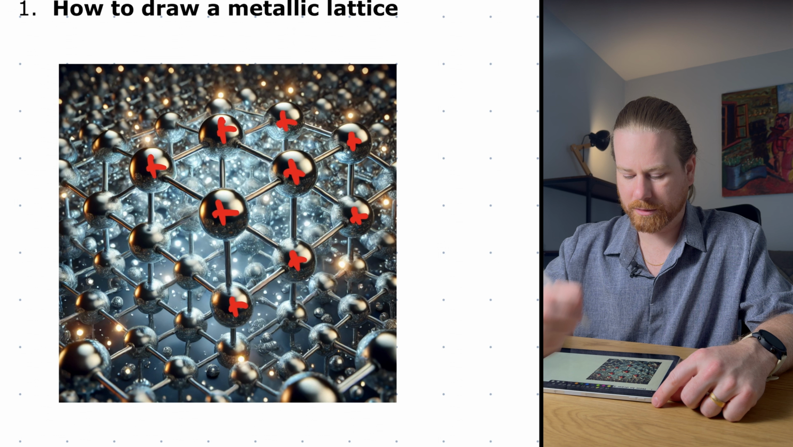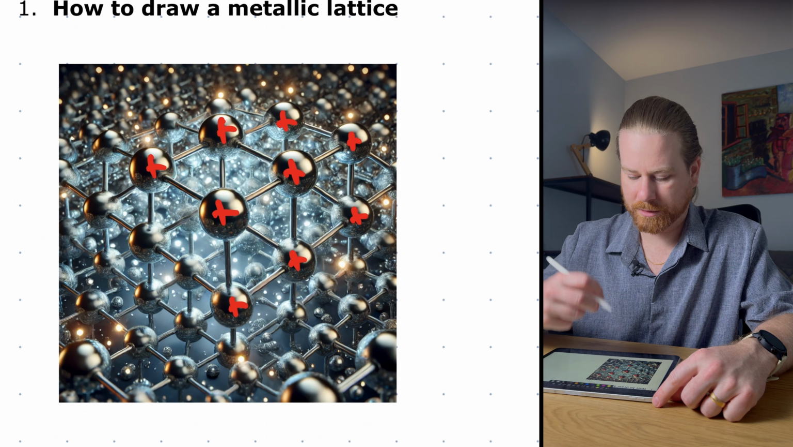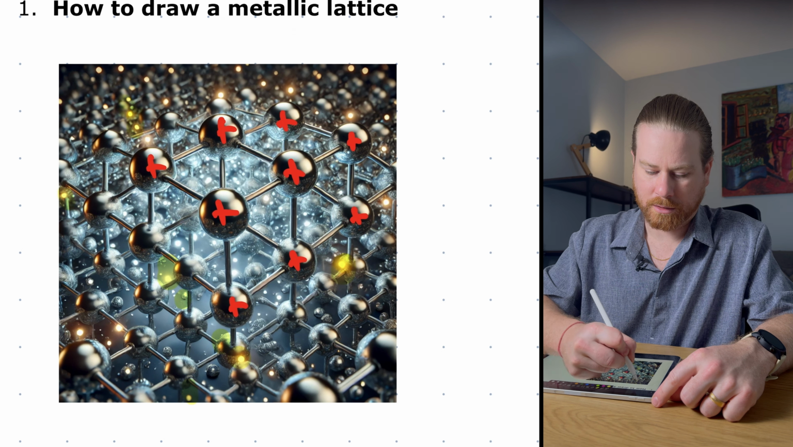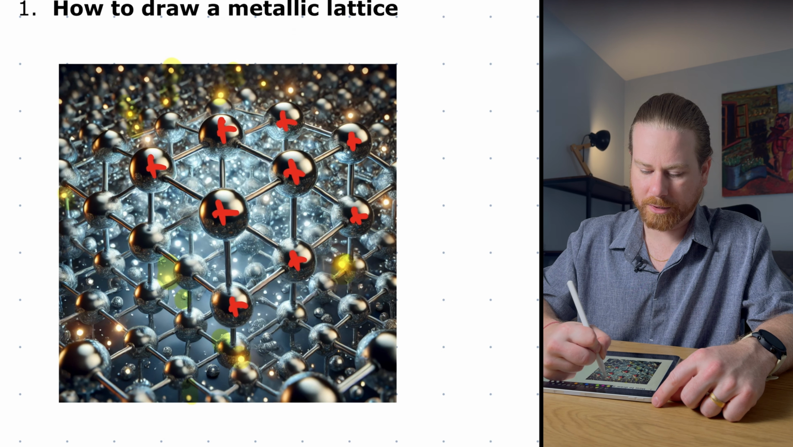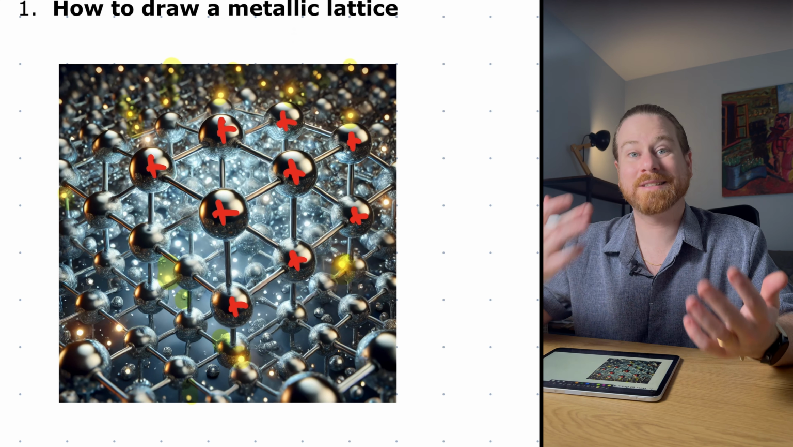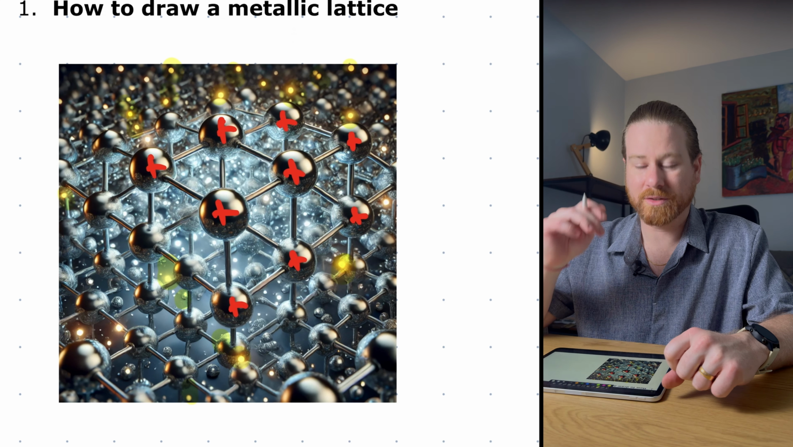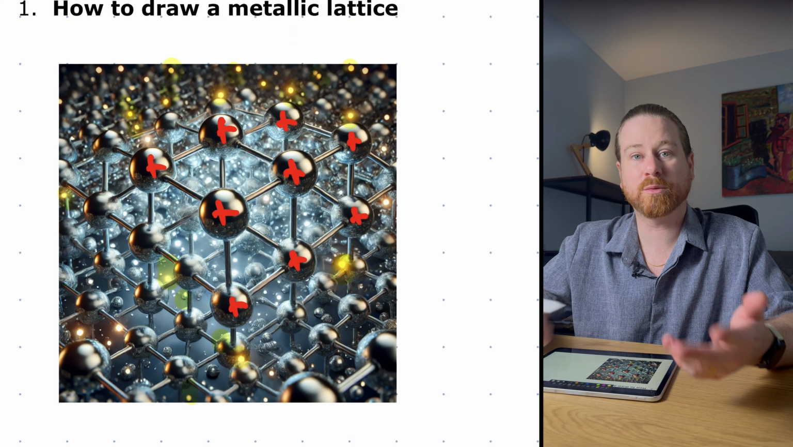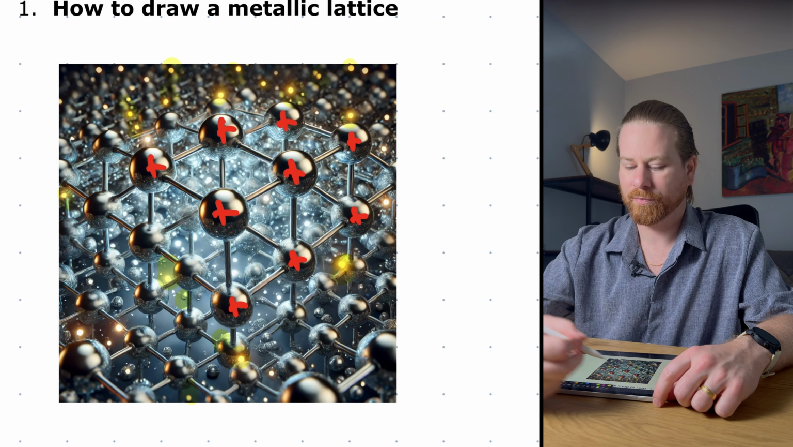So we've got our positive metal ions, and then we can see, maybe not, but we can see we have some electrons. So electrons we have dotted around here and there, like these little glowing dots. Thank you, AI. So these are the electrons, and these are the delocalized electrons. These electrons are free to move throughout the lattice. So it's called a sea of delocalized electrons.